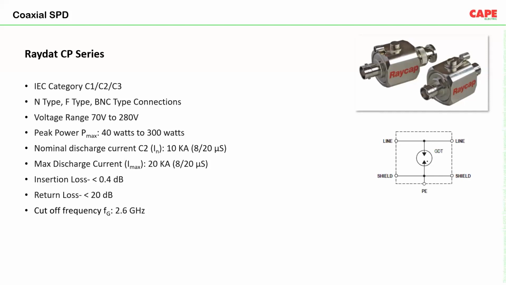Cutoff frequency generally is 2.6 gigahertz, but we have models available up to even 6 gigahertz for special applications. We have been regularly supplying this product to the Indian Army, especially in areas at very high altitude, like in Jammu and all, where their transmission is going on.